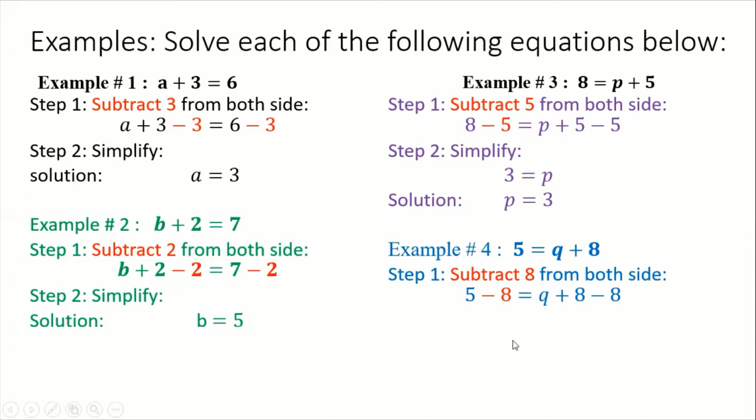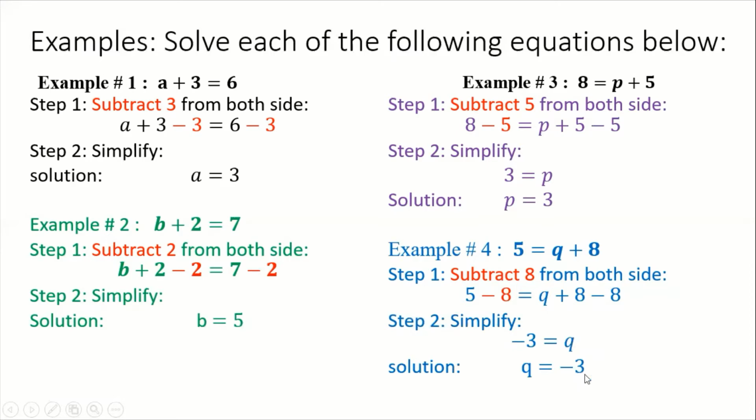Now, when you simplify, what would you get as your solution? You would just get negative 3 is equal to q. But you can always rewrite q on the right-hand side. So in other words, q is equal to negative 3. As you can see here, 5 minus 8 will give us a negative 3. And 8 minus 8 will give us 0. And 0 plus q will give us q.